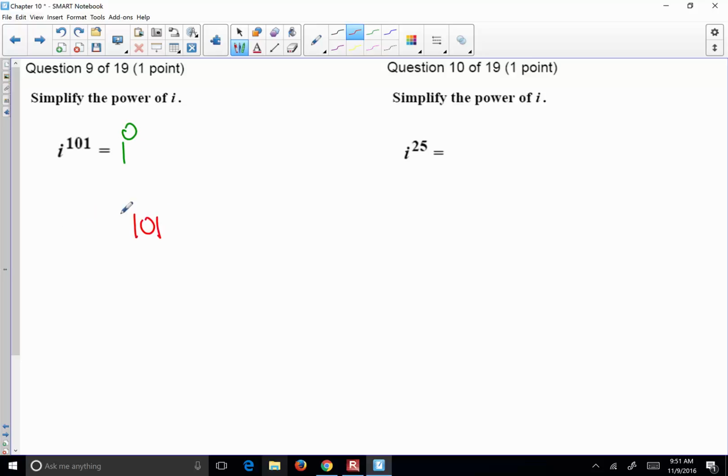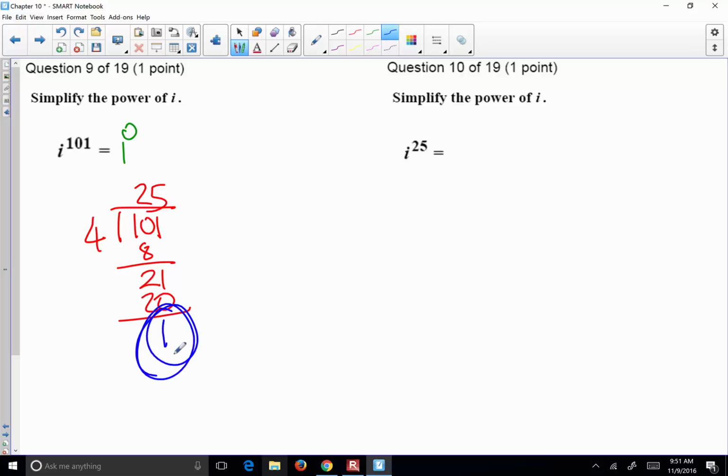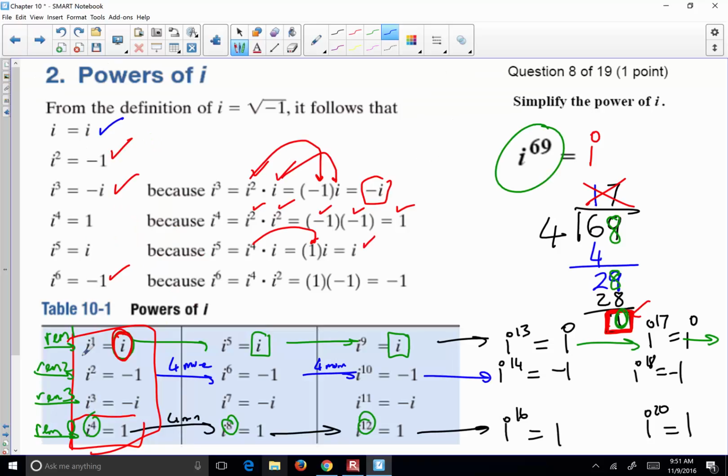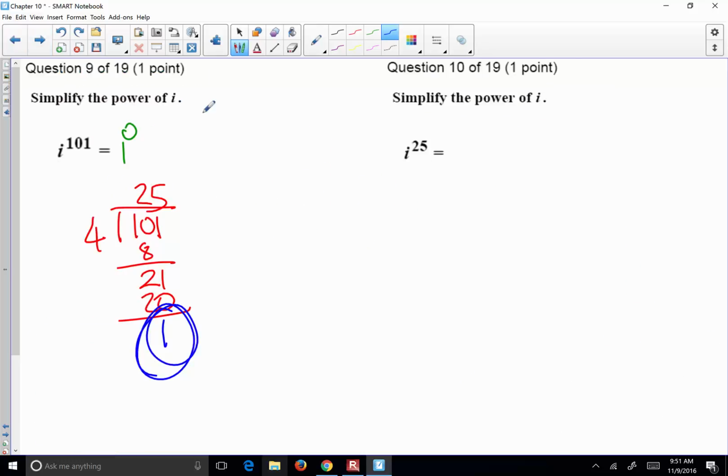Look, 101. Divide by 4. 4 doesn't go into 1. 4 goes into 10 twice. 4 goes into 21, 5 times. And the remainder is what's important to me. 1. 1 means first row, it's i. Correct. 25? Oh, this is easy. It's i again. Yeah.